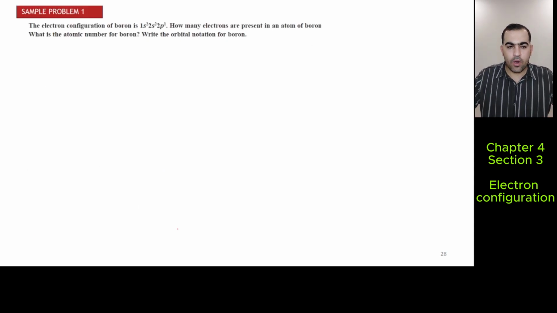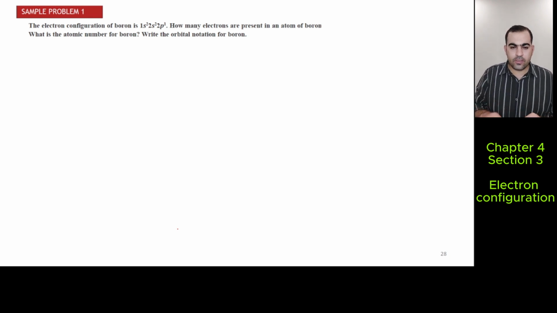Here, sample problem. It says the electron configuration of boron is 1s2, 2s2, 2p1. How many electrons are present in an atom of boron? What is the atomic number of boron? And write the orbital notation for boron. The electron configuration notation is given.